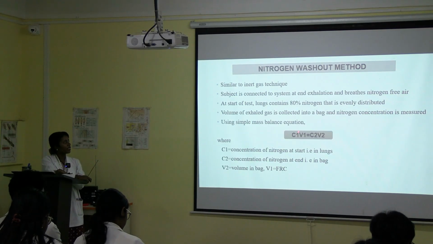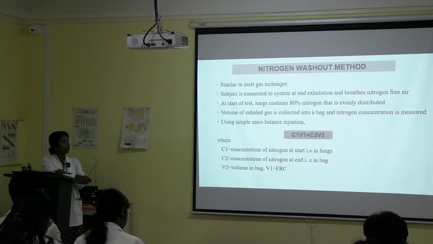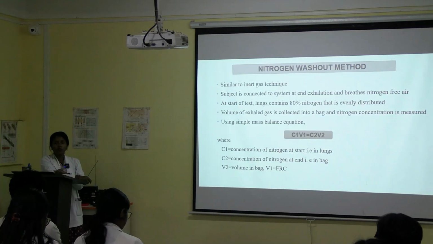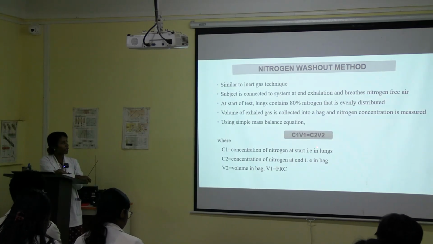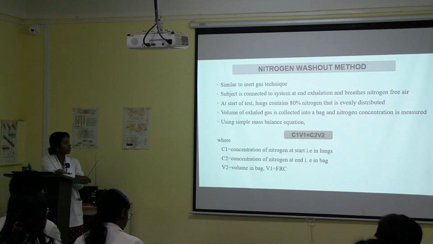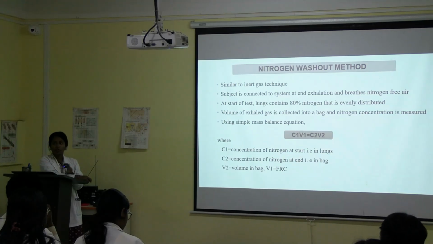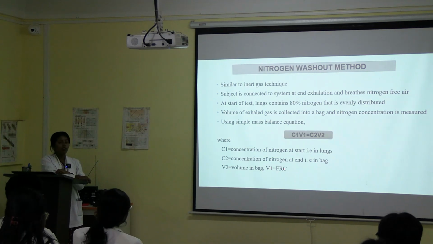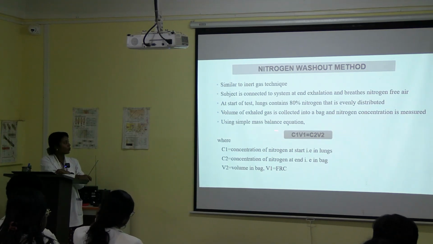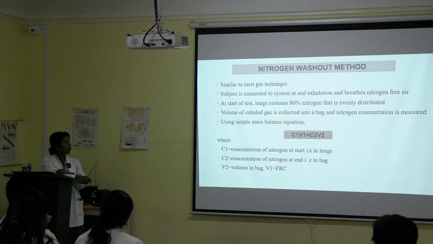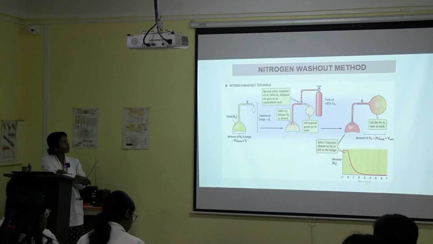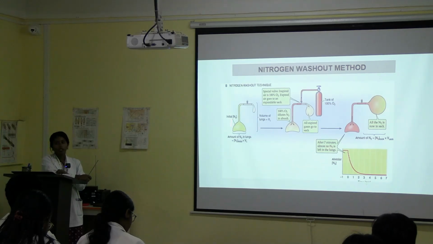After the balancing, that is again C1 V1 equal to C2 V2. C1 is the concentration of nitrogen at the beginning, that is in the lungs. C2 is the concentration of nitrogen at the end after the equilibrium. V2 is the volume in the bag, and V1 is the FRC you have to find out here. So they will find out V1, that is your functional residual capacity. This is just a graphical representation or picture for your better understanding.